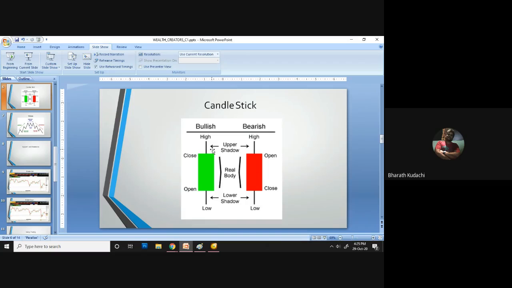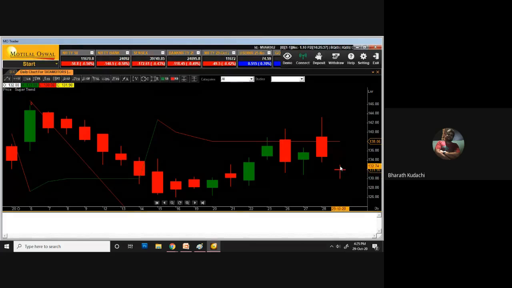Now coming to the shadows. Here my highest value was 133 and my lowest value was 130. It means my stock price for today has gone as high as 133 and come back here. At the same time, it has also gone to 130 and come back to 131. So when a stock price moves up or down and again comes back to its original place, it creates a shadow. This shadow indicates that there was a movement up to this point.